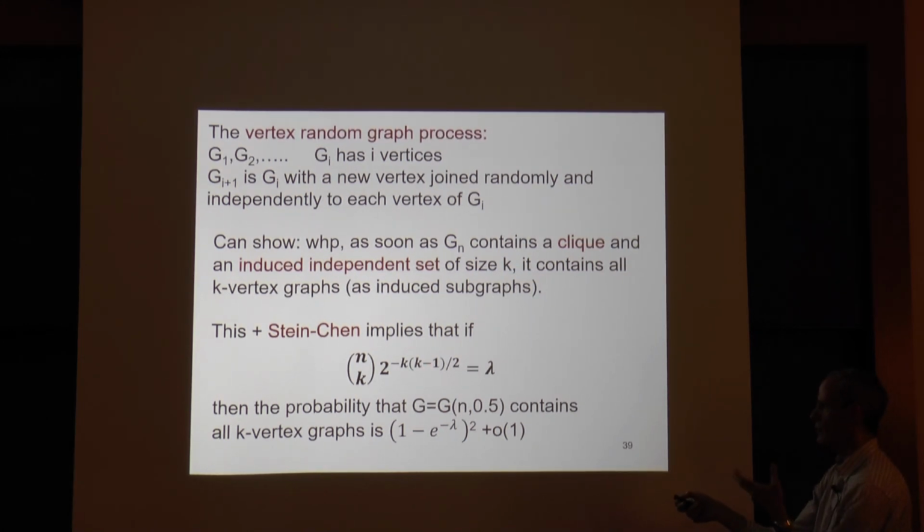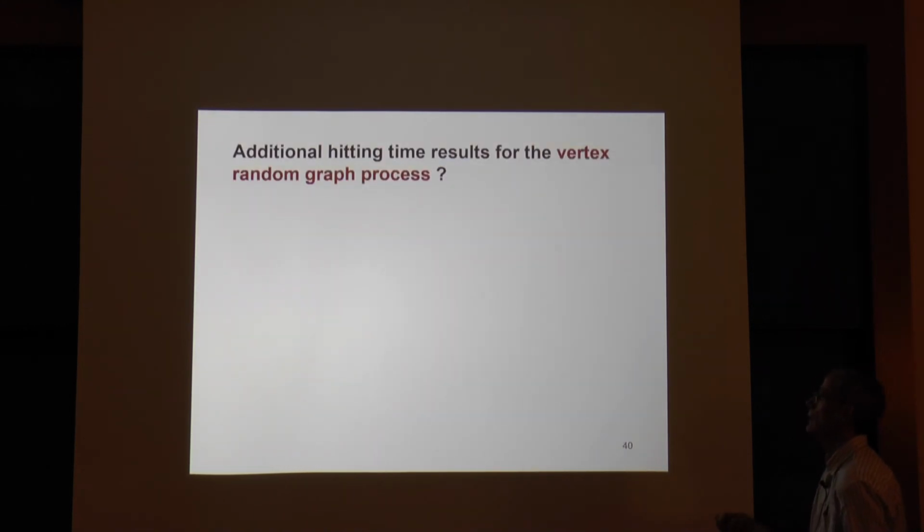The Stein-Chen method is a method that enables you to show that something behaves like a Poisson random variable. If a Poisson random variable has expectation lambda, the probability that it is not 0 is 1 minus e to the minus lambda. So the probability that there is a clique is this, and the probability that there is an independent set is this. Because of Stein-Chen, you can show that they basically behave like independent Poissons. So the probability to get both of them is what is written here, and this is the probability to be universal.